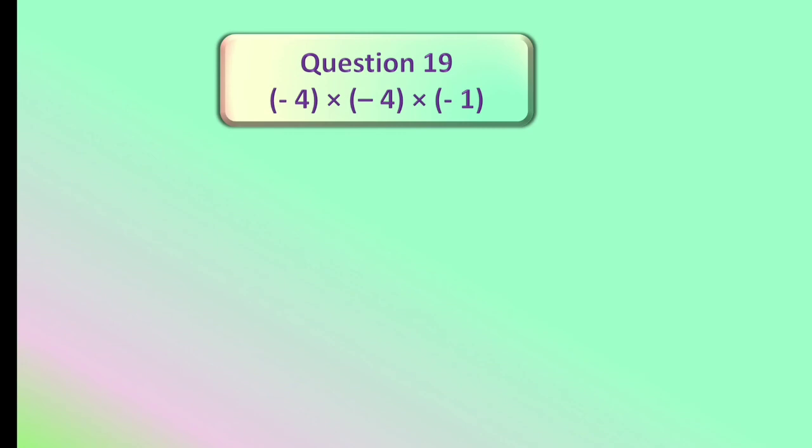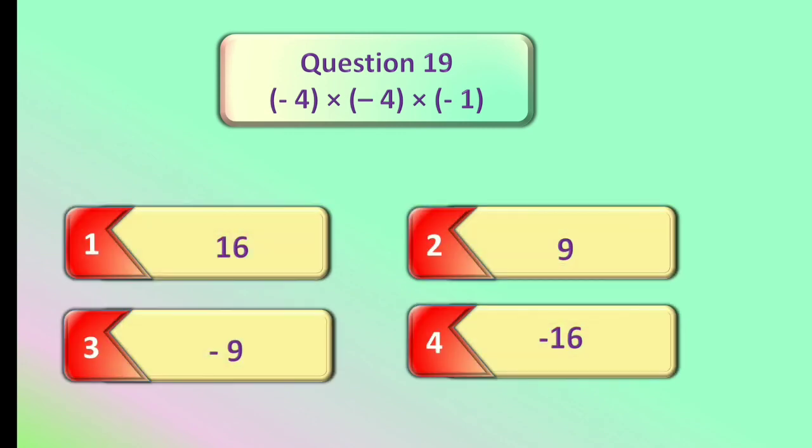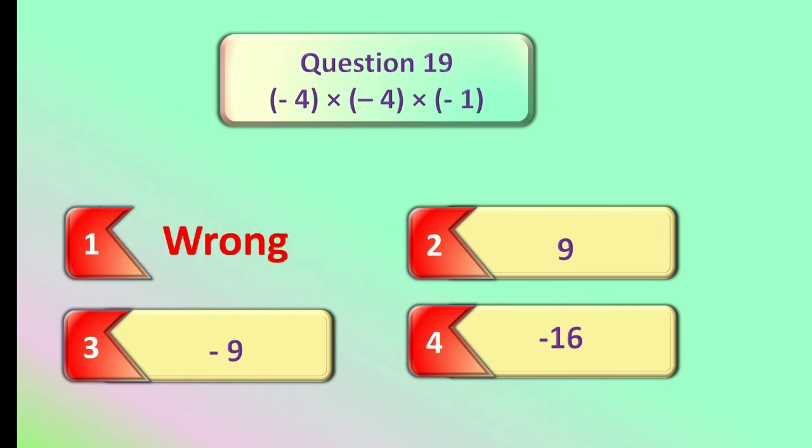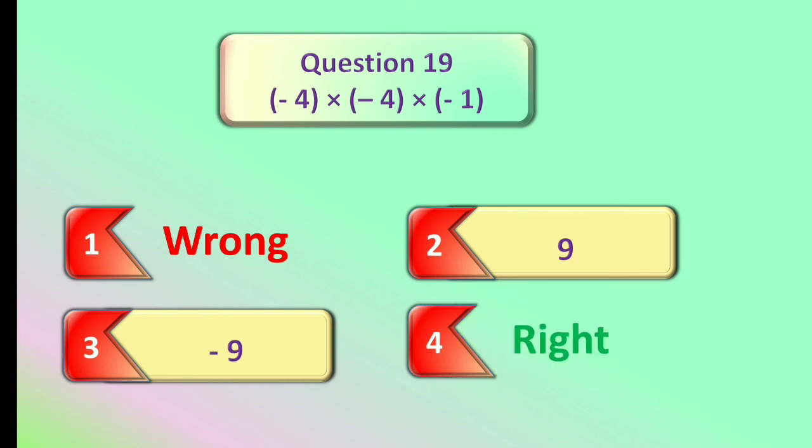Question 19. Minus 4 multiply minus 4 multiply minus 1. Four options are before you. First we need to count negative signs. Minus sign is in 3 times, so answer should be negative. 4 4s are 16, so answer will be minus 16.